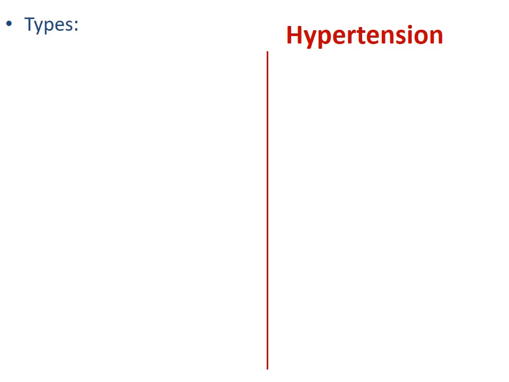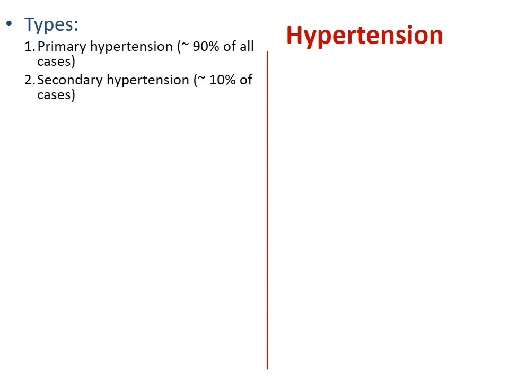Now we will talk about hypertension. Hypertension is a situation where the blood pressure is increased more than the normal range. There are two different types of hypertension classification. Primary hypertension, approximately 90% of the cases fall under this category. Secondary hypertension, about 10% of the cases come under this category.